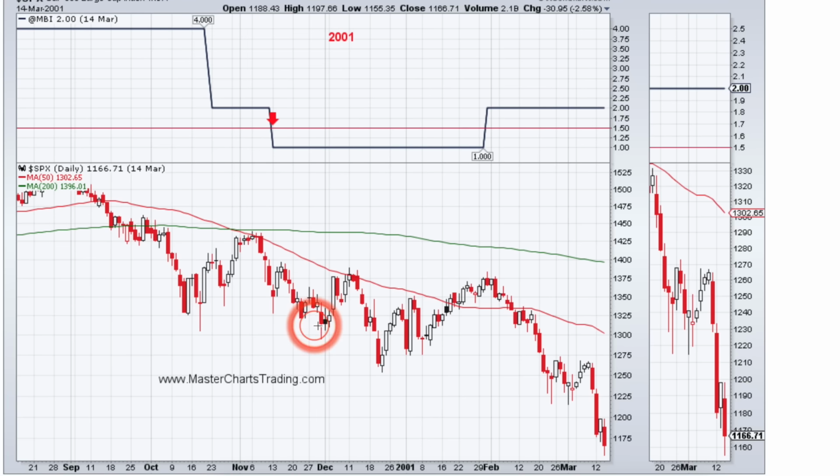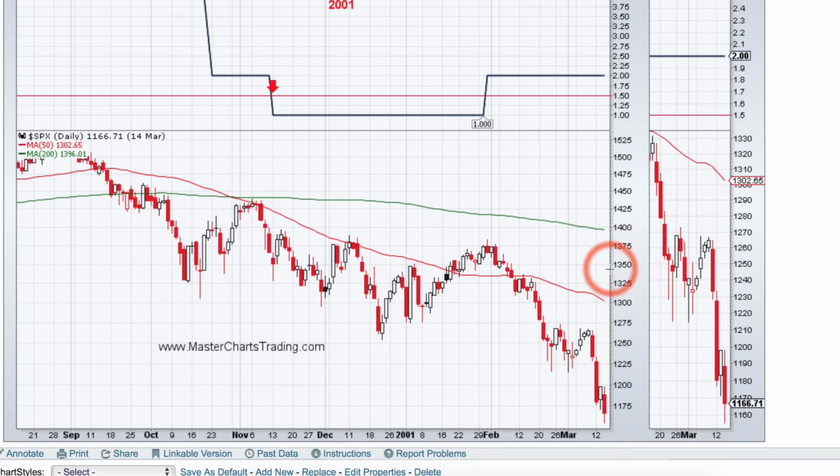You could see that the action was already quite weak, and then we had a support break right here, and then a pretty weak rebound. Barely, we didn't even make it to the 200-day moving average, and then we rolled over and continued lower.